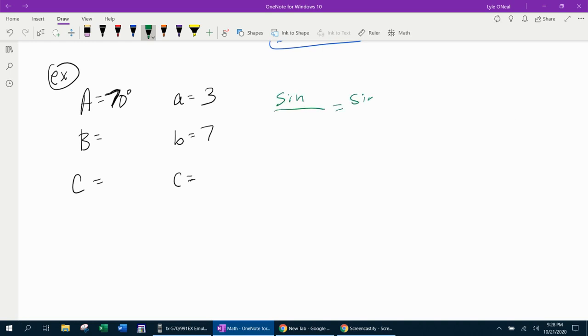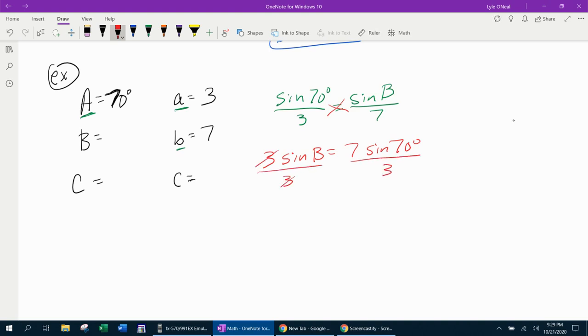Now, the way we're going to start is the way that we always do. Remember that one fraction has to have numbers top and bottom, and letters that match go in the same fraction. So we're going to have sine 70 over 3. The only other number given is little b, which means we're going to have to find angle B first. There is no other way to set this up, and then we're going to cross multiply. 3 sine of B equals 7 sine of 70. We're solving for angle B, so we have to divide by 3.